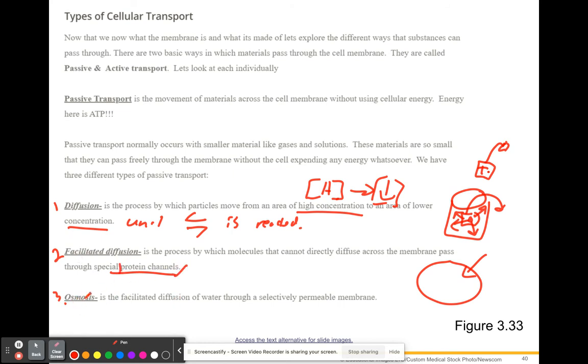The last type of passive transport is called osmosis. Osmosis is the same thing as diffusion, but you're specifically talking about H2O. You're specifically talking about water moving from an area of higher concentration to an area of lower concentration. That's all it is. If you have anything moving from higher to lower concentration, we call that diffusion. If it's water doing that, you call it osmosis.